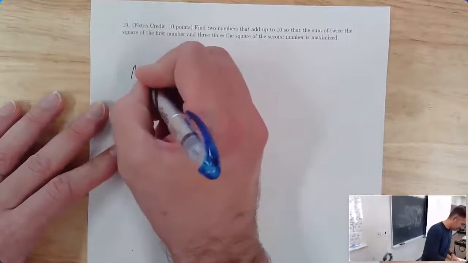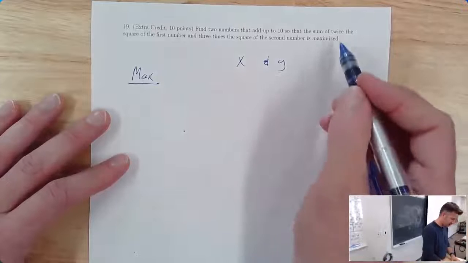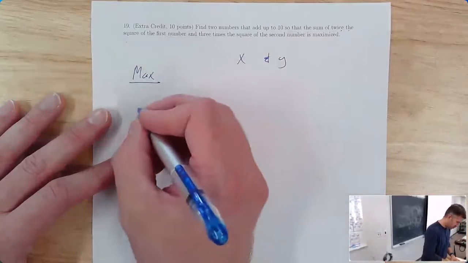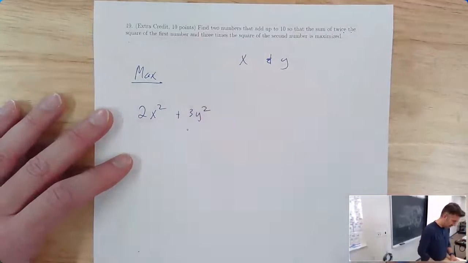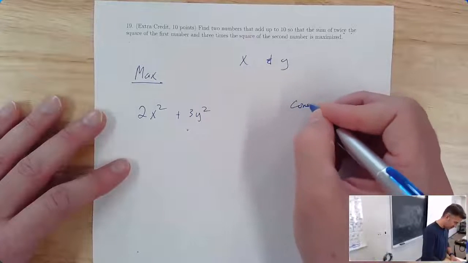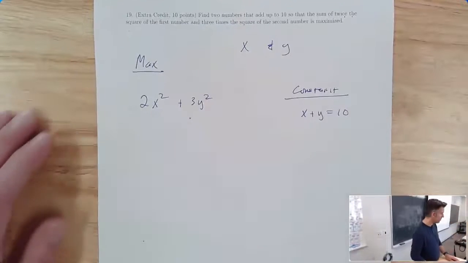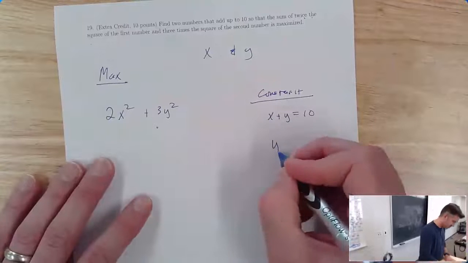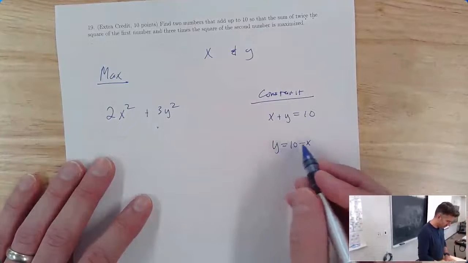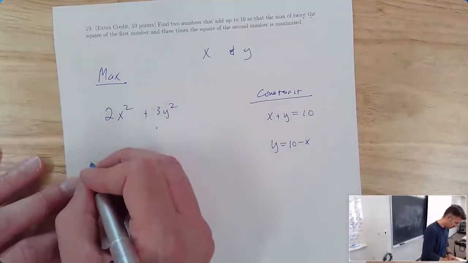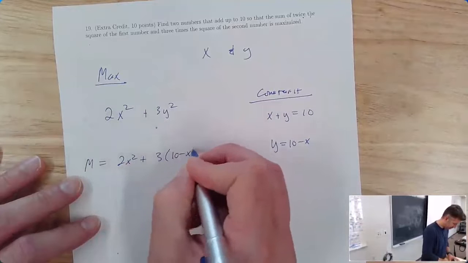We want to maximize, well, let's call our numbers x and y. We're trying to maximize twice the square of the first number and 3 times the square of the second number. And we know that the constraint is that they have to add up to 10. So then we take this constraint and solve for one of the variables, and then plug that into the thing we want to maximize. So we're trying to maximize 2x squared plus 3 times (10 minus x) squared.